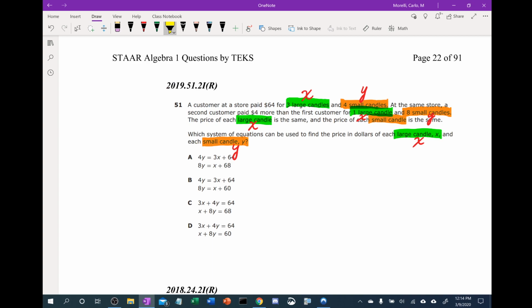the totals. So what was the total at the checkout register for the first customer? 64. Now, guys, the second customer paid $4 more than the first customer. So how much did he pay? 68. So let's create 68 and then we'll highlight it. Okay.